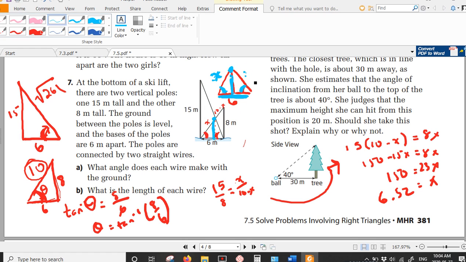Now, if I look at this, I would be able to find this height.